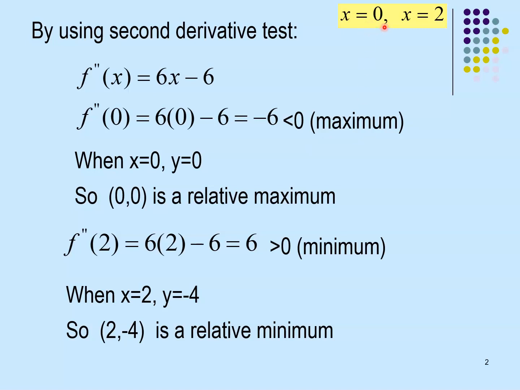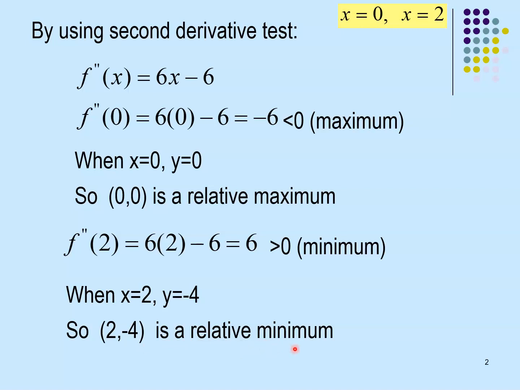Next, we are finished with x equal to 0. Next, you have to substitute x equal to 2 into this function. So when we substitute x equal to 2 into the second derivative, you will get the answer equal to 6, where 6 is greater than 0, which means that this is going to be your relative minimum. But now you only have the x value equal to 2, so you have to find the y value. So you have to substitute the x into the original f function. Then you will get y equal to negative 4. So now you have a point, x equal to 2, y equal to negative 4. So this point is going to be your relative minimum.